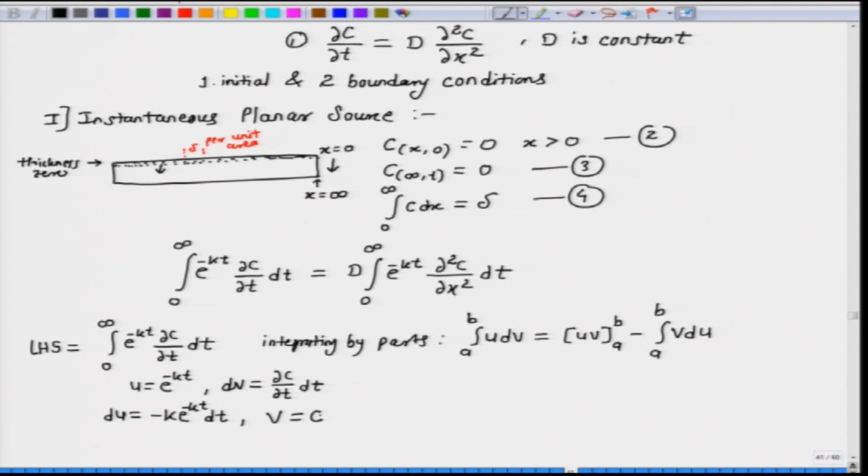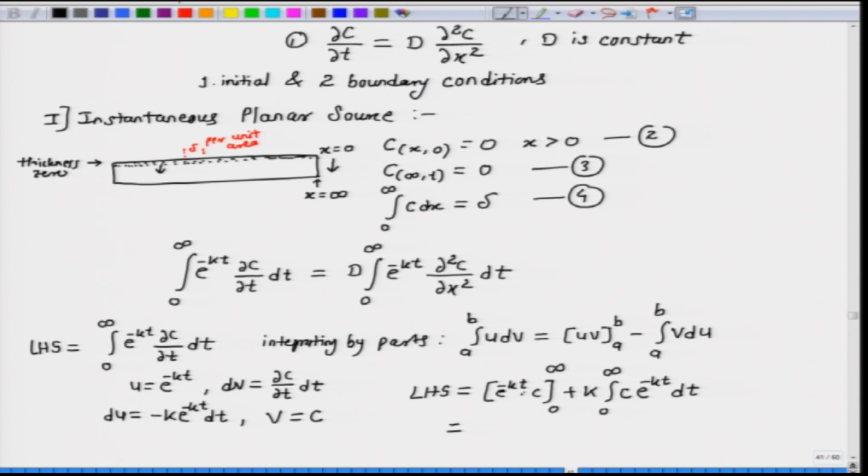So, v is nothing but c. So, we substitute in the integration by part for u and v, our LHS becomes u is e to power minus k t times v is c from 0 to infinity minus integral 0 to infinity v du, v is c and du is minus k. So, this is a constant, let us take that out, minus minus becomes plus e to power minus k t dt.